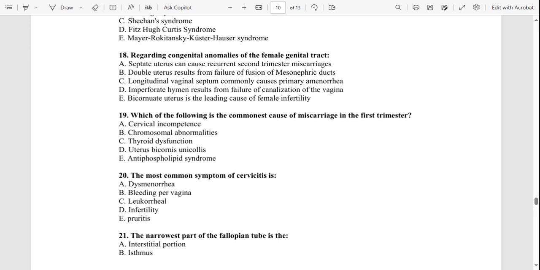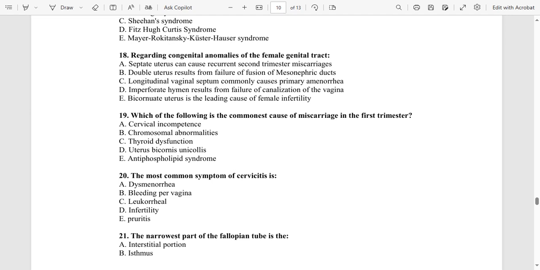Okay, we are almost there. Just two questions. Which of the following is the commonest cause of miscarriage in the first trimester? Cervical incompetence, chromosomal abnormality, thyroid dysfunction, uterus bicornis unicollis, and antiphospholipid syndrome. Any thought on this one? Okay, yeah. So for this one, the biggest problem is actually chromosomes. In the first trimester, it's the chromosomal abnormalities that are the problem.